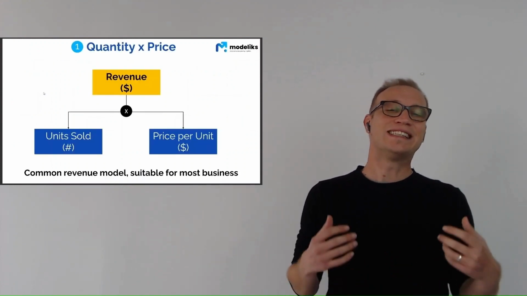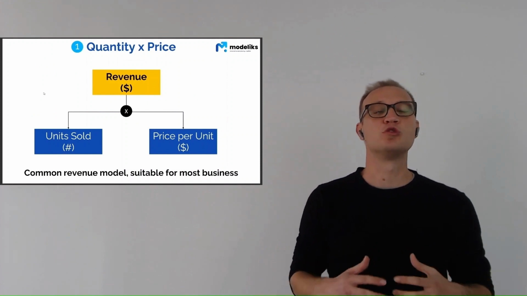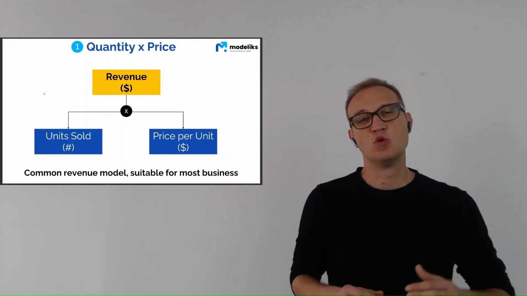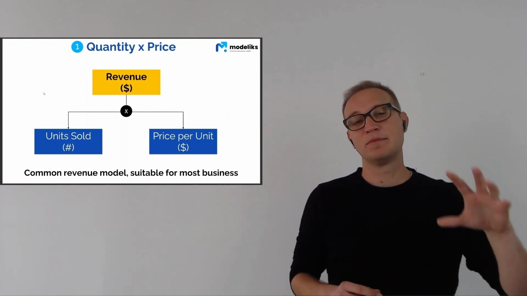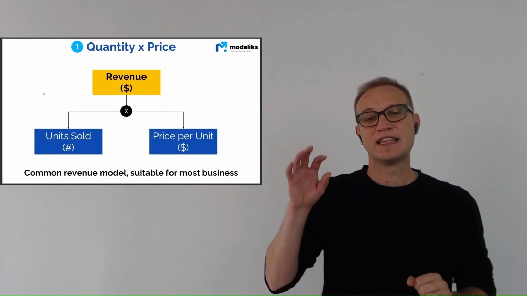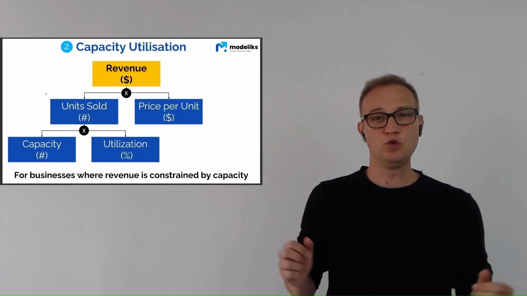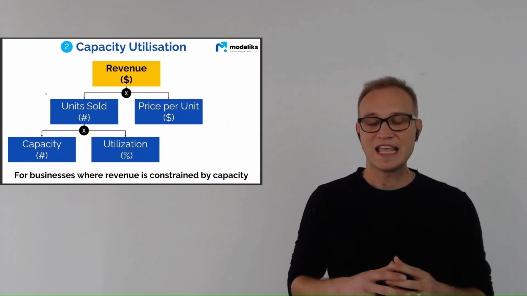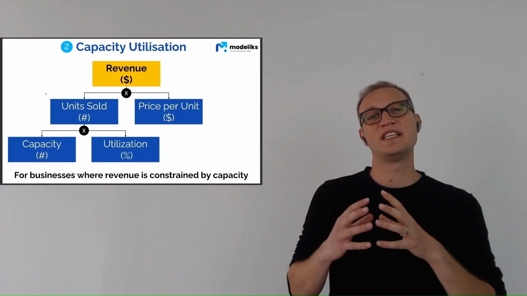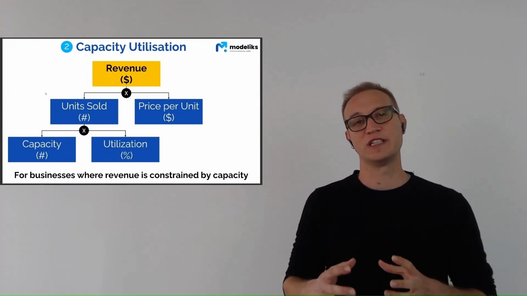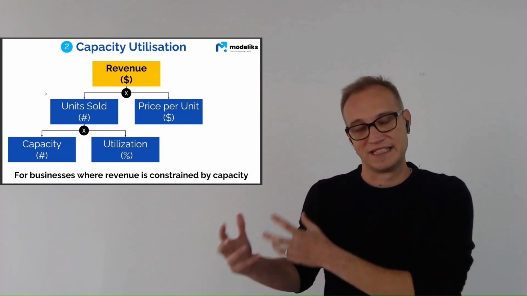Quantity times price. This is the most common revenue model, which is suitable for most businesses. You would calculate your revenue by multiplying the number of units you're going to sell times the price per unit. Revenue model number 2, capacity utilization. As I mentioned, this is best for companies where their revenue potential is constrained by the capacity of their business.